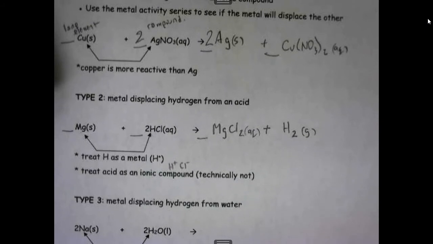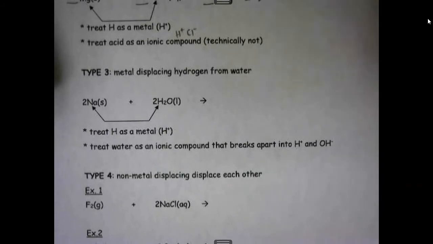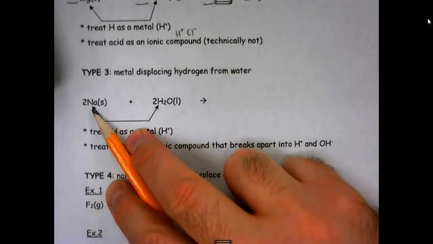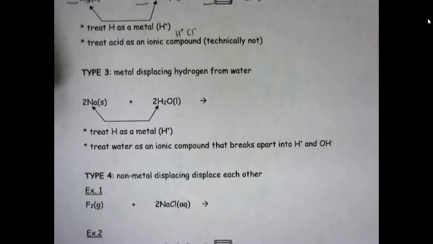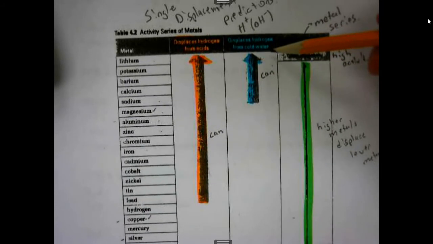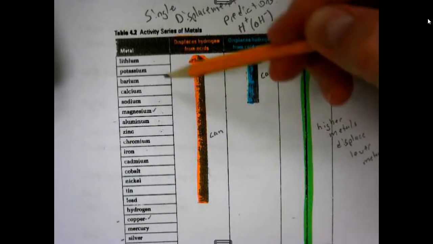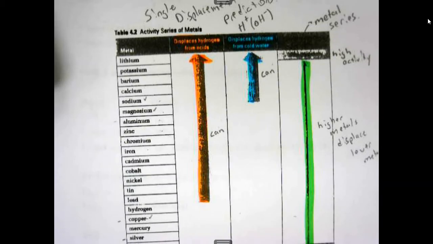Okay. All right, now the third type again, that we saw in the activity series, is metal displacing hydrogen from water. So again, we're going to use the metal activity series to see if sodium can displace hydrogen. Okay. So we're going to be looking on this part of the series, and we're going to look within this arrow, and it's simply a can. So we're going to look for sodium, and sodium is right here. So it is able to displace hydrogen from water.